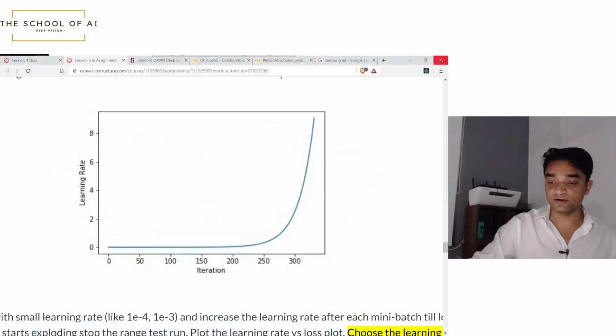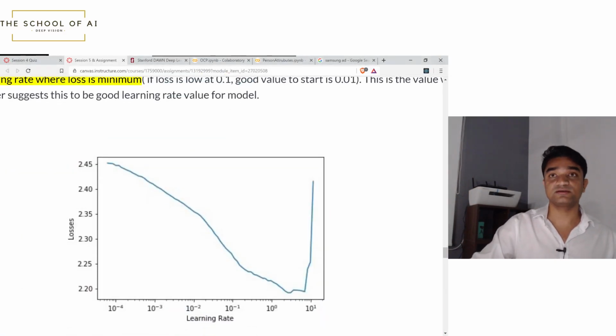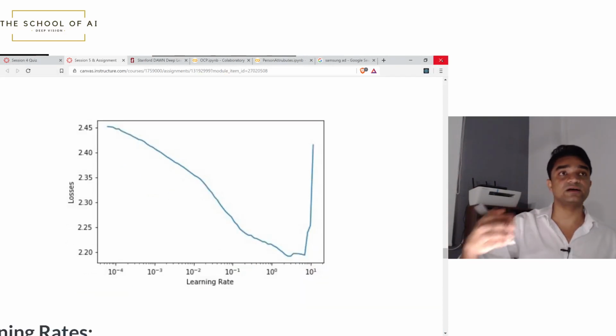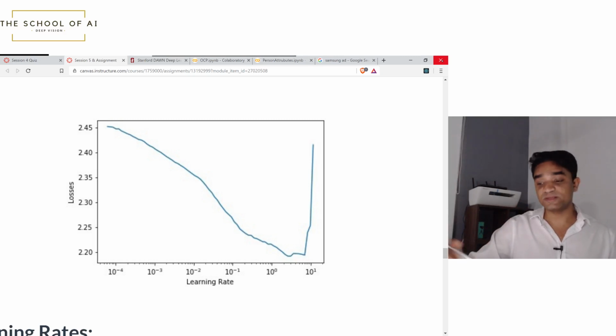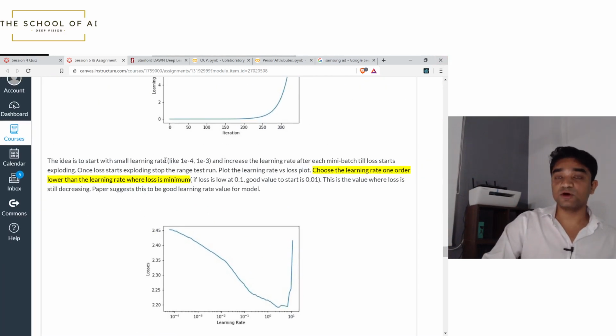Okay, now let's go back. For this curve, or for the linear curve, you're going to get a graph like this. The graph we saw. On the bottom we have learning rate, that is how we are changing a learning rate, and on the y-axis we have a loss. For a specific learning rate, you're going to see that you have hit a very low value for the loss. Is this part clear? Okay. Now idea is to start small with a small learning rate. We are starting for 10 to minus 3, and we are increasing the learning rate after each mini batch till loss starts exploding.